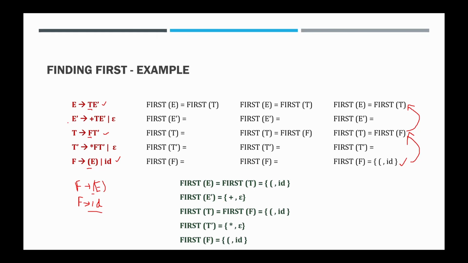What is first of E dash? It is plus. So include plus. And we also have the epsilon production. So include the epsilon production also.